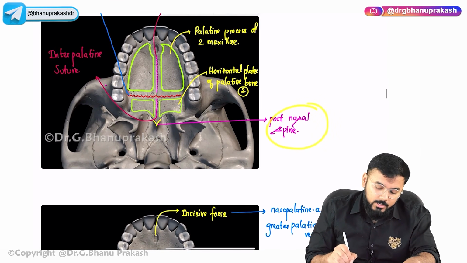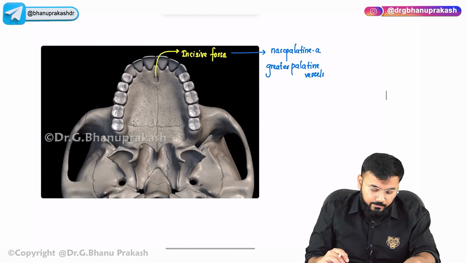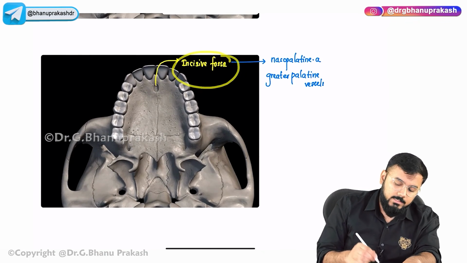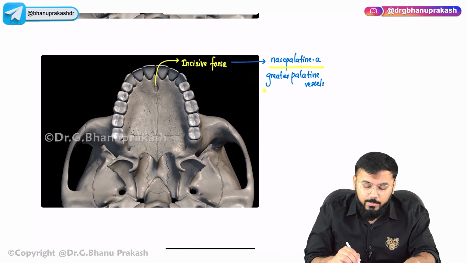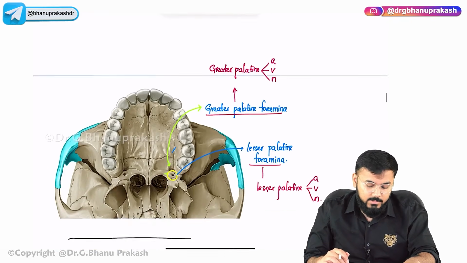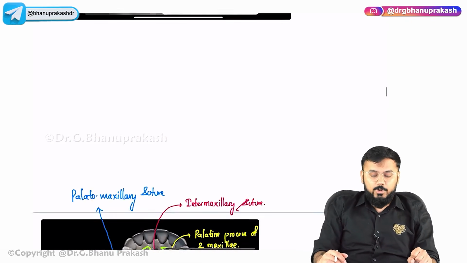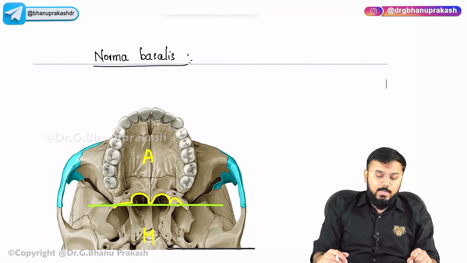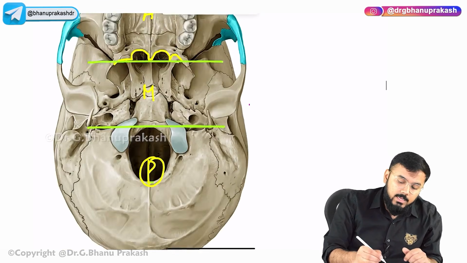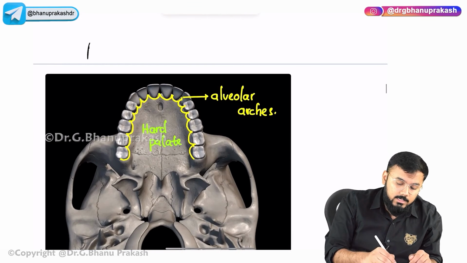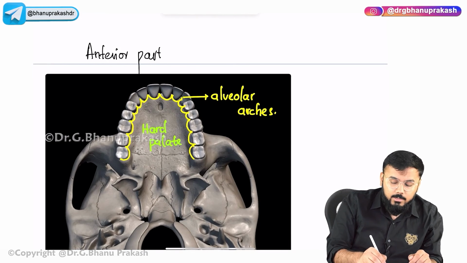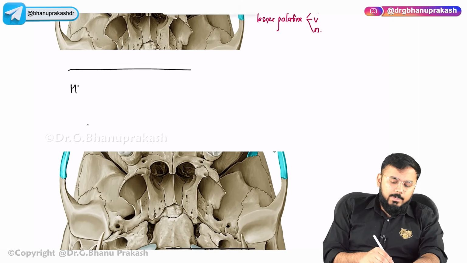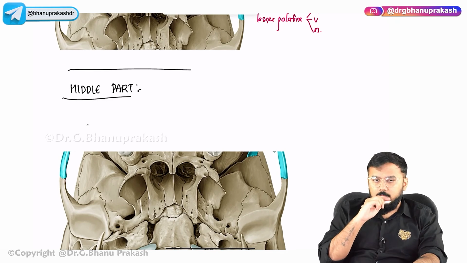And posteriorly we have got a spine called the posterior nasal spine. Okay, and here we have got a fossa called the incisive fossa, where we have got the nasopalatine artery and greater palatine vessels. So these are some of the important structures which you need to know regarding the norma basalis. In norma basalis, as I already told you, here we are discussing the anterior part. Okay, now we shall be discussing the middle part.